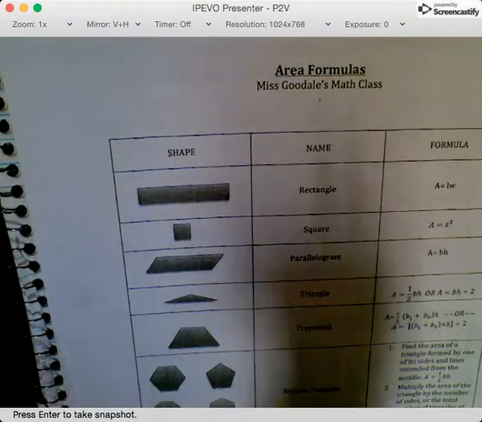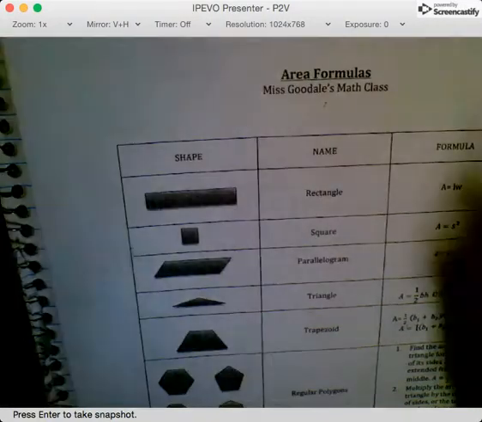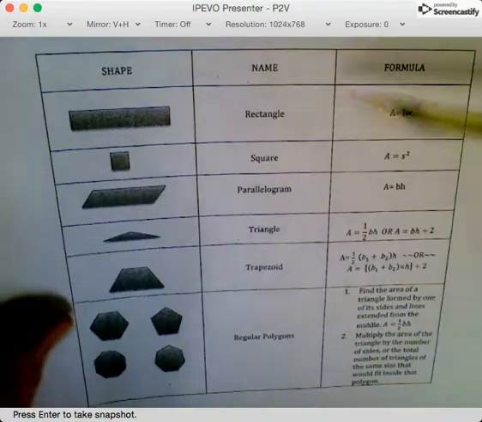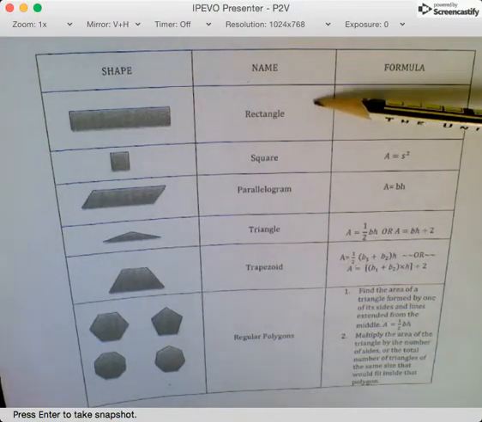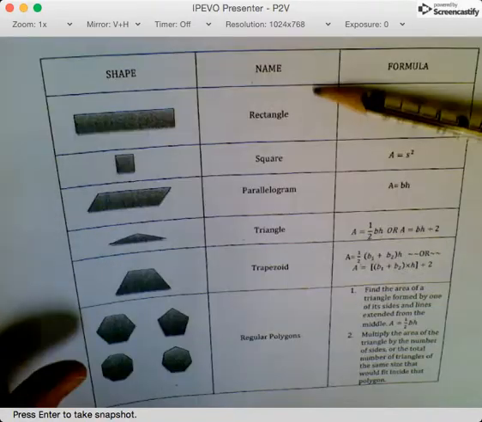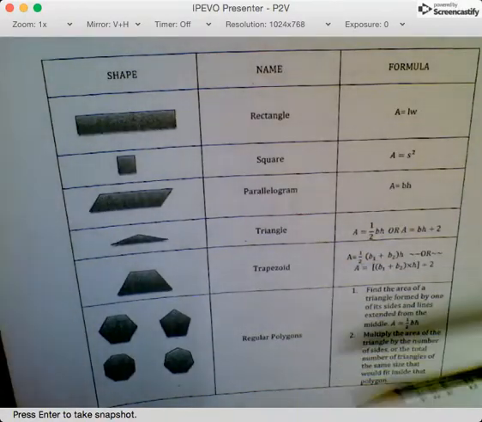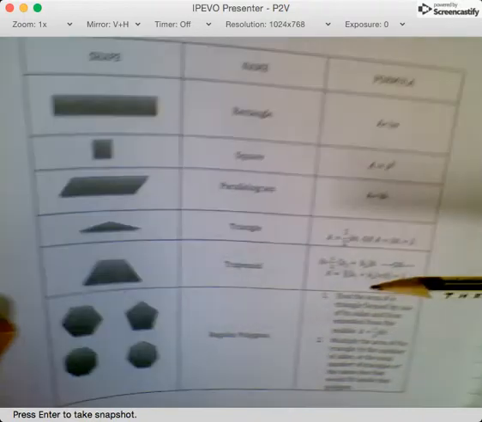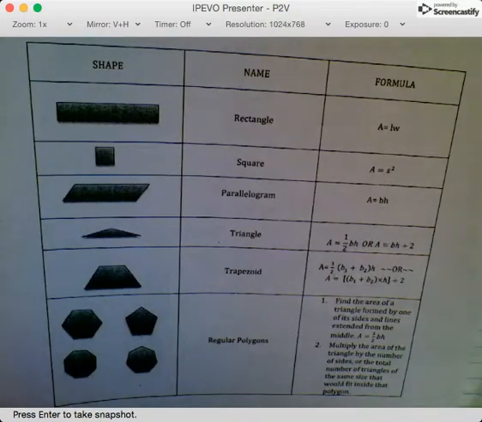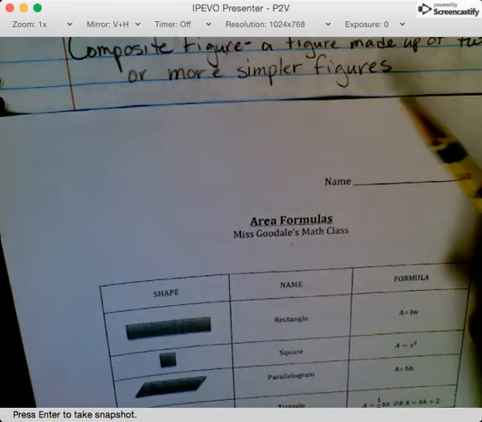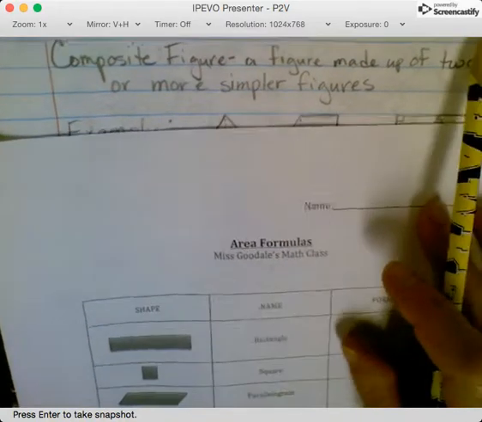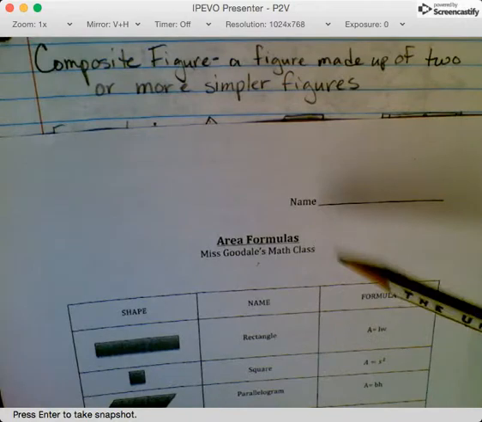Hi, this is Miss Goodale, and today we're moving on with our area to find the area of a composite figure. We've talked about all of the different types of shapes on this sheet. You can refer to my other videos for those. Now we're moving on to composite figures, which is a figure made up of two or more simpler figures.